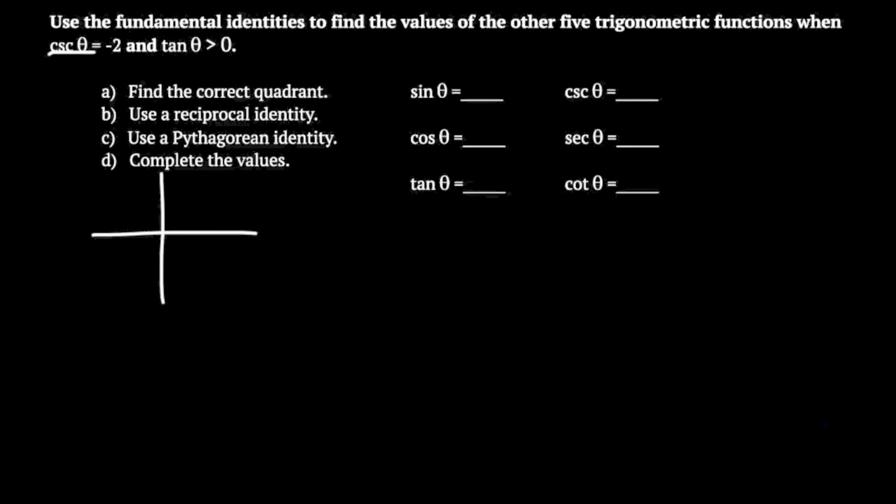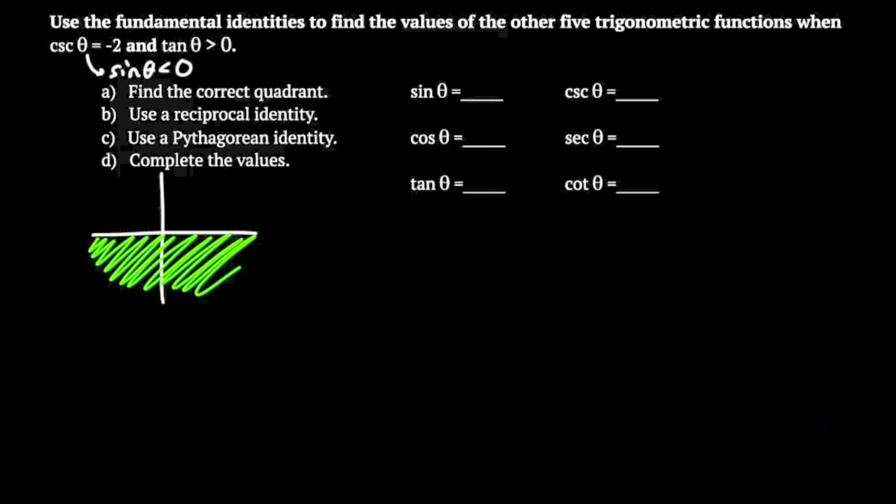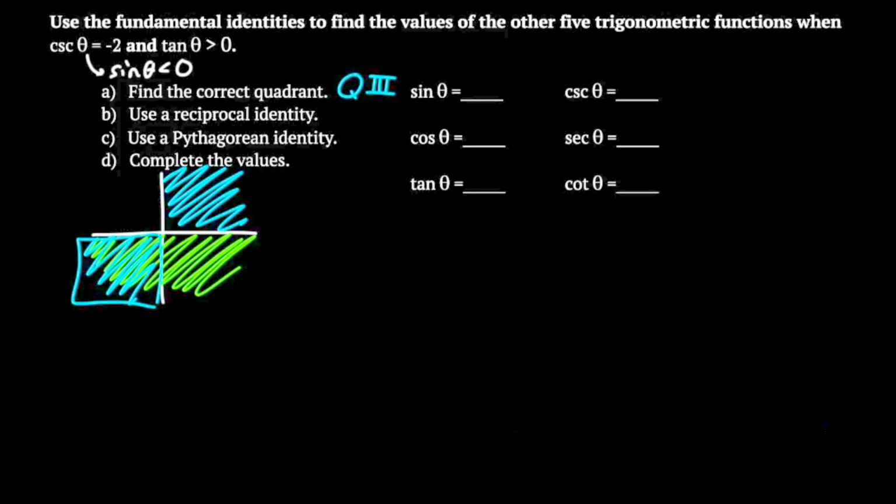So if I know cosecant is negative, that clues me into knowing that the sine of theta would also be negative, and I'm going to write that as just less than 0. If sine of theta is negative, remember sine is a y value, that would happen in the bottom quadrants, so 3 and 4. And if tangent is positive, that happens in the first and the third quadrant. So you can see these are overlapping in the third quadrant. That information will come in handy in just a little bit.